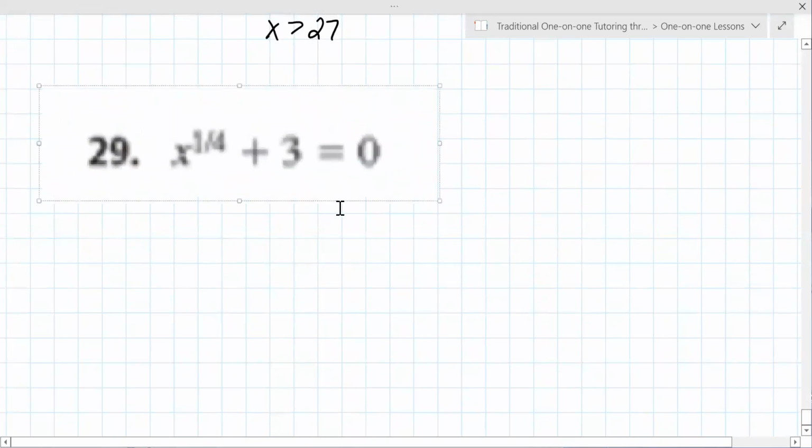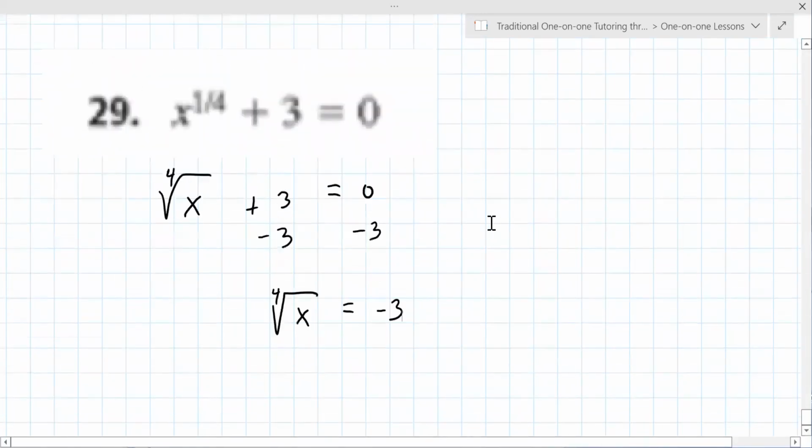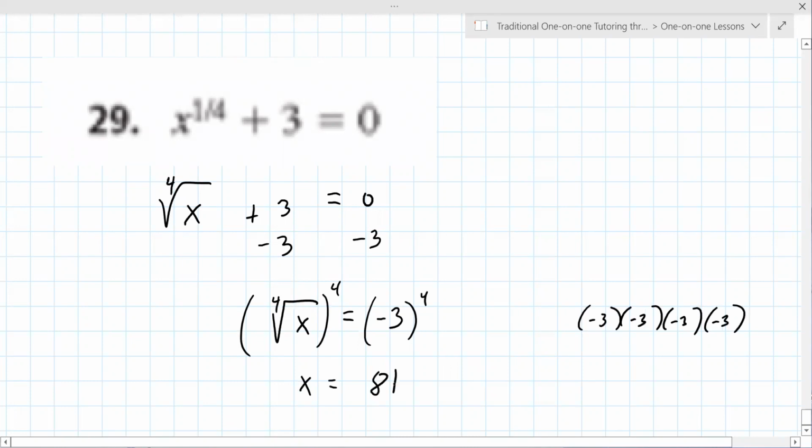All right, so again, your goal is to isolate the root. So this is really the 4th root of x on the right, plus 3 equals 0. So you subtract that 3 from both sides and you get the 4th root of x equals -3. And you might think from here, okay, I got it, I'm going to raise both sides to the power 4. So you end up getting x equals, and -3 times -3 times -3 times -3 ends up being 81. And you feel really good about your answer, but there's a problem.